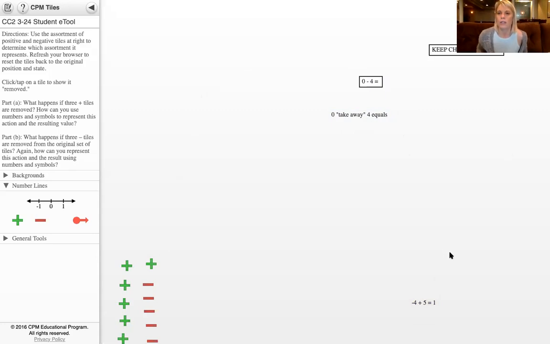No, the negative's not always in front. You could have a positive number first. So like I had 7 minus 5 earlier. It doesn't always have to be that. So how do you think I'm going to show 0 minus 4? Tommy thinks I'm going to make 4 0 pairs. Any other guesses before I show you? Remember, you have to represent the 0 first. I have to do 0 and then take away 4.